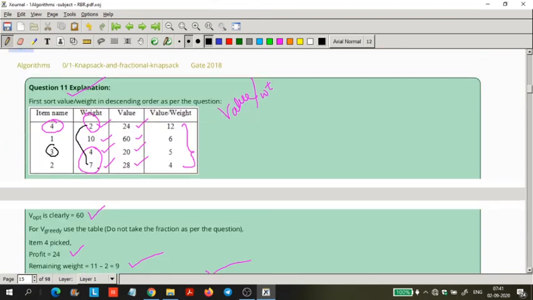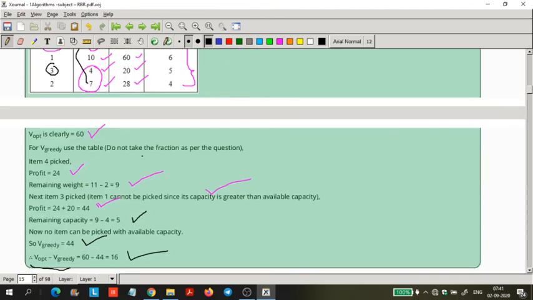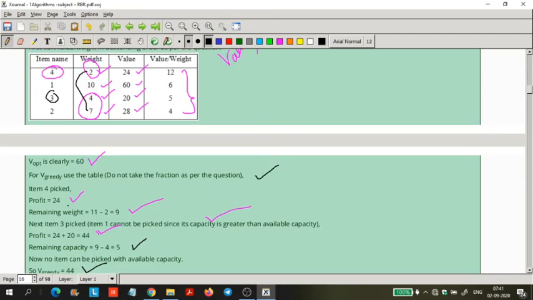The optimal is clearly 60, and for greedy we use the table, not taking any fraction, as per the question. So when item 4 is picked, the profit is 24, and the remaining weight is 7 plus 11 minus 2, so that is 9. Next, item 3 is picked.